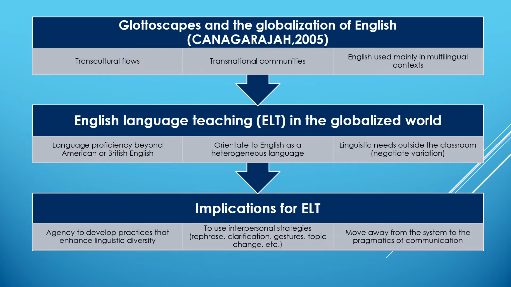Teachers have to orientate to English as a heterogeneous language, and they need to negotiate variation in the classroom. That's why, for language teaching right now, teachers need to develop their practices. They need to develop agency to enhance their linguistic diversity, to use interpersonal strategies in the classroom, such as rephrasing, clarification, gestures, or topic change, and move away from the grammar and traditional system to the pragmatic system of communication.